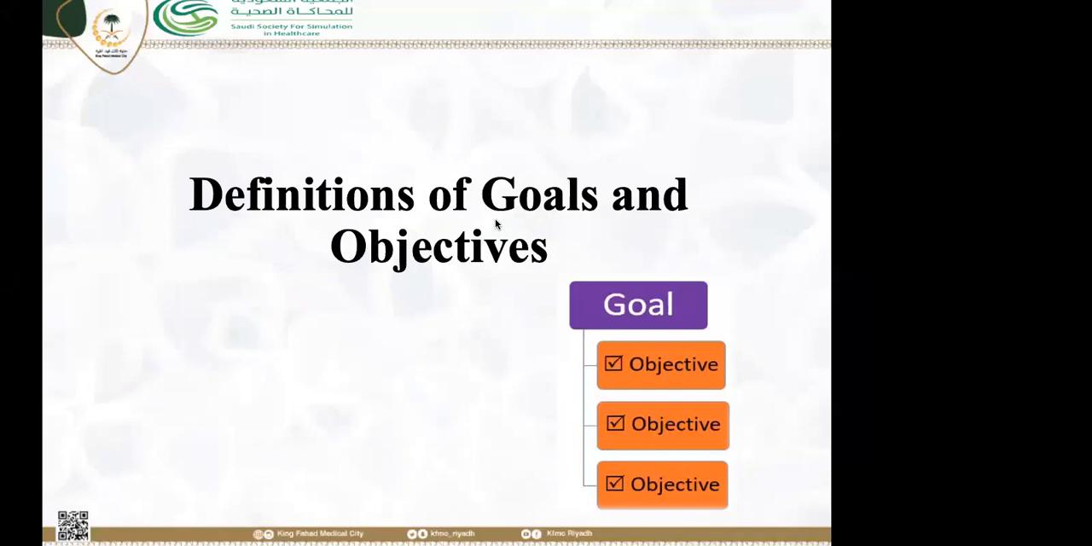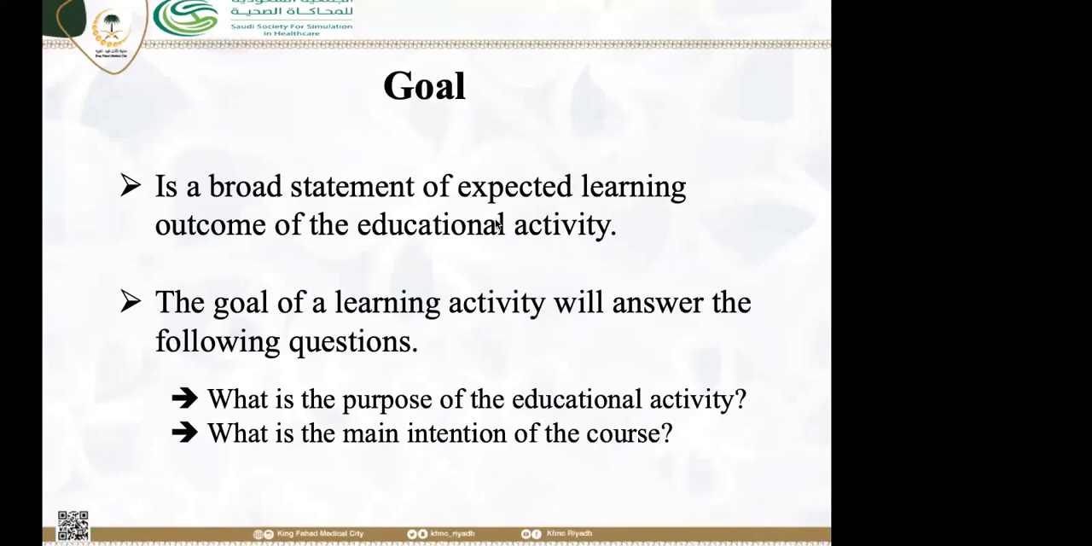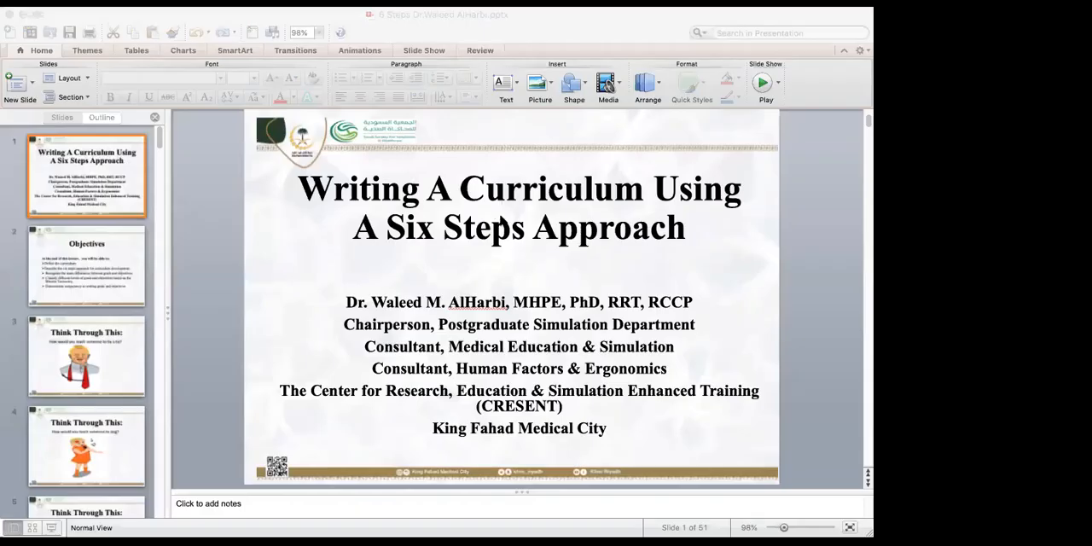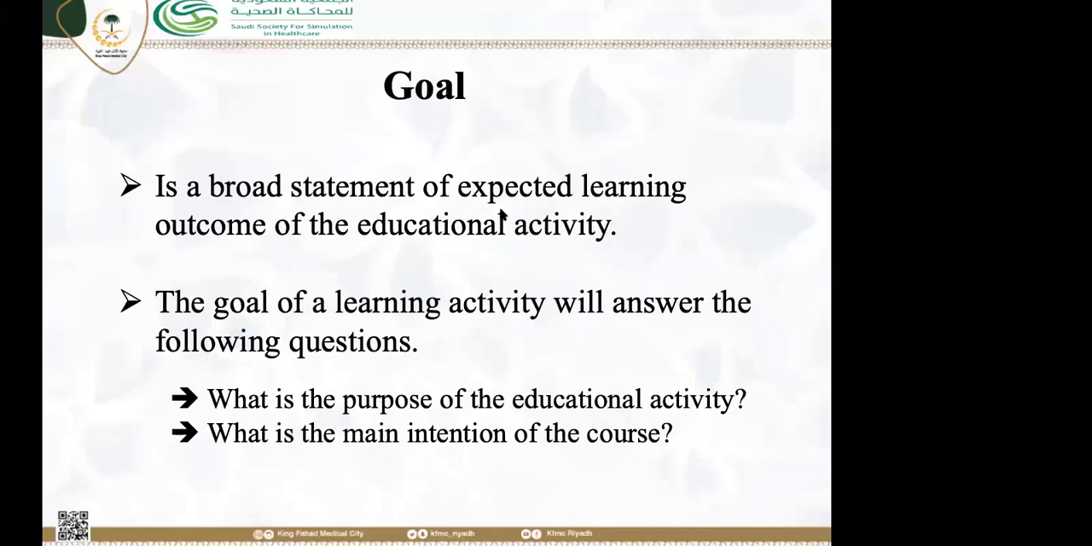What does goal mean and what does objective mean? What is the difference between them? Goal is a broad statement of expected learning outcome of the educational activity. At the end of the course or session or training, you're going to reach your goal. What is the purpose of the educational activity? And what is the main intention of this course? Your goal has to answer these questions. These questions can come from the first and second steps.